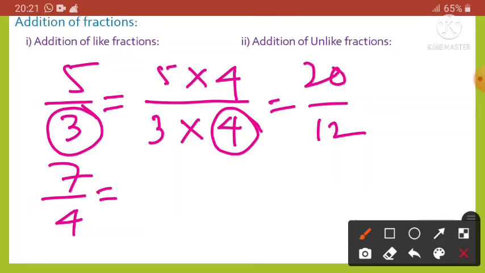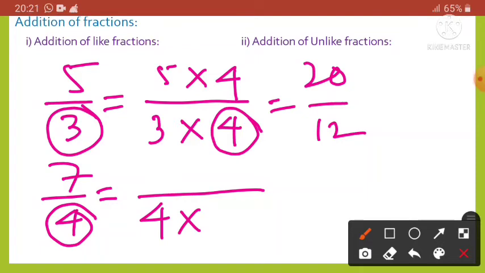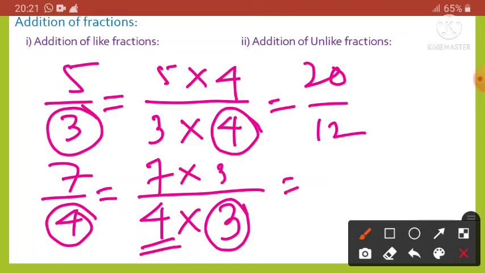And in the second fraction we have to do the same thing. Here it is 4. To make it 12 we have to multiply this with 3. Because the LCM is 12, we have to make the denominator 12, so we are multiplying the denominator with 3. Also we have to multiply the numerator with 3. So here we are getting 21 by 12. Now we can see that both denominators are the same. That means these fractions are now like fractions.